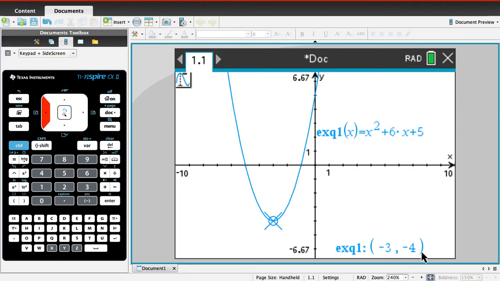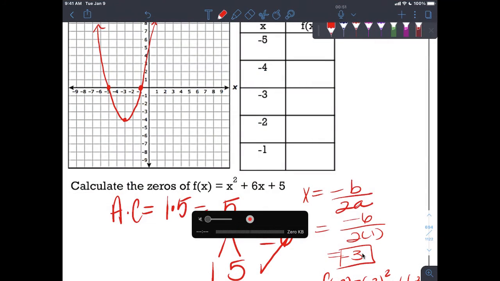Vertex located at -3, -4. Over. And another 0 located at -5. So look at that. Exactly what we predicted. All right, so let's go ahead and jump to another example.